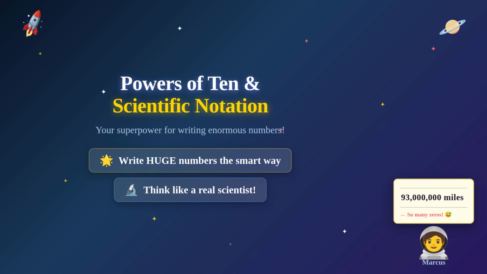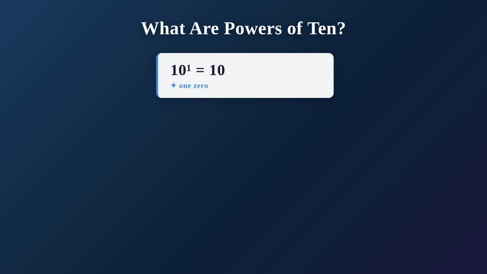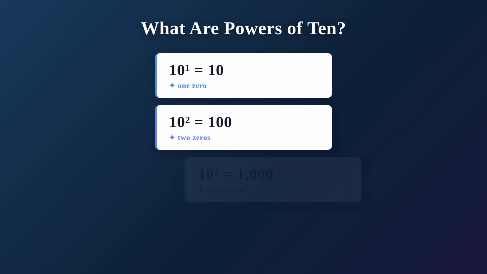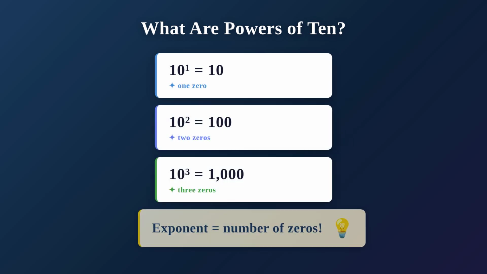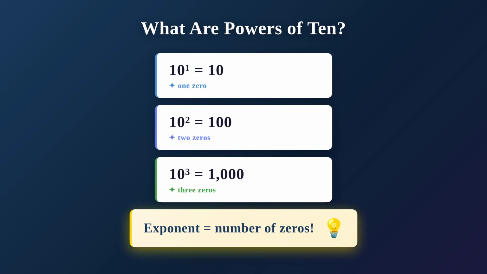Let's go! Before we get to scientific notation, we need to talk about powers of 10, the building blocks. When we write 10 to the first power, that's just 10. 10 to the second power, that's 10 times 10, which equals 100. 10 to the third power, 10 times 10 times 10 equals 1,000. Here's the coolest shortcut. The exponent tells you exactly how many zeros are in the answer. 10 to the sixth power, that's a 1 followed by 6 zeros, 1 million. Pretty neat, right?